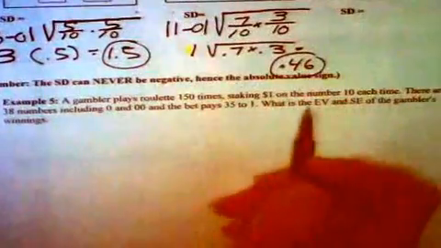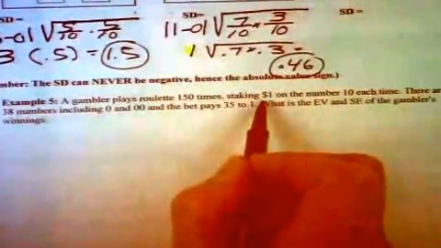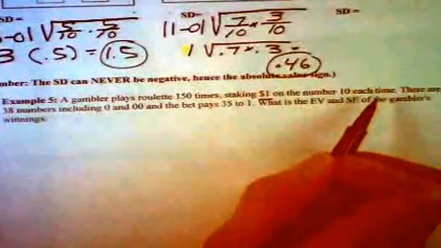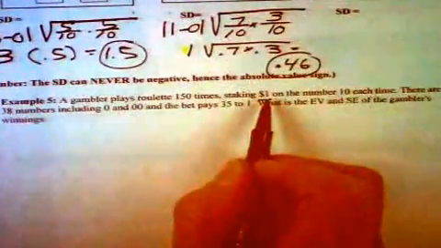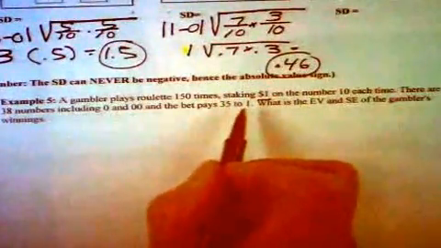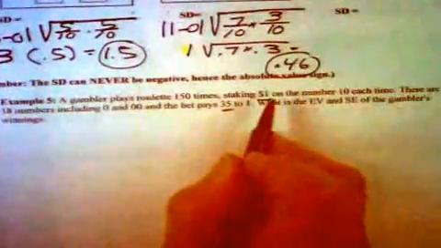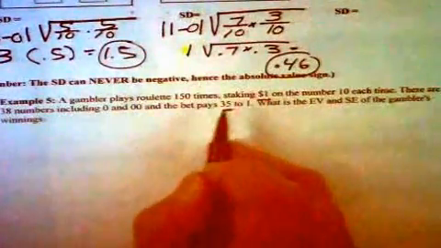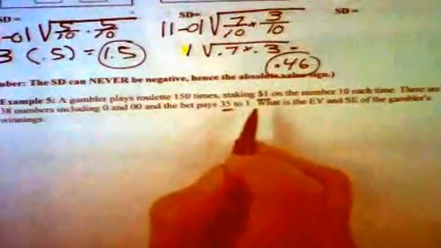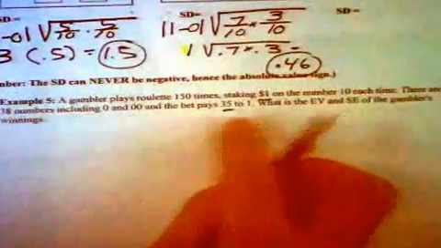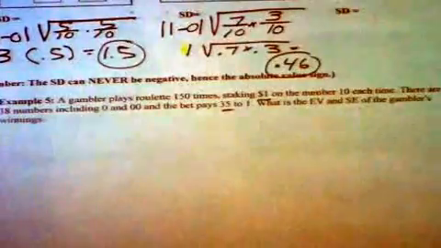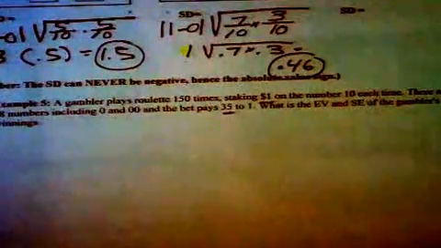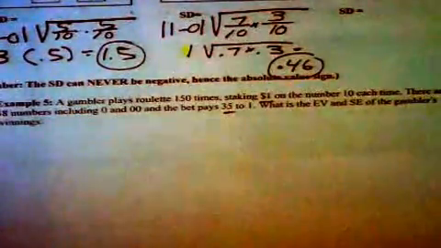When it says he's staking $1 on the number 10 each time, what can happen? He can either win or lose, and it says the bet pays 35 to 1. So for each dollar he places, he can either win $35 or lose $1. It pays 35 to 1, so you win 35 times more than what you place. If you place $2, he'd win $70 or lose $2.